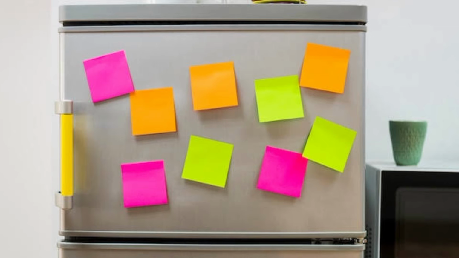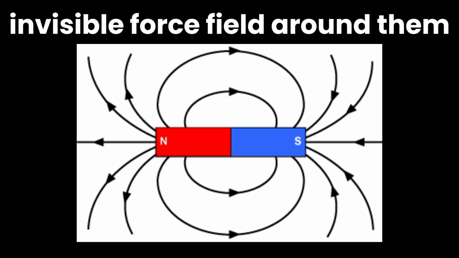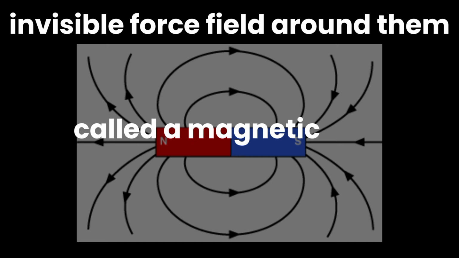Now, you might be thinking, okay, electricity is cool, but what about magnets? Are they just for sticking notes on the fridge? Well, magnets are way cooler than that. They have this invisible force field around them called a magnetic field. It's like a superpower, but for metal objects. Not for this object. And here's where it gets interesting.